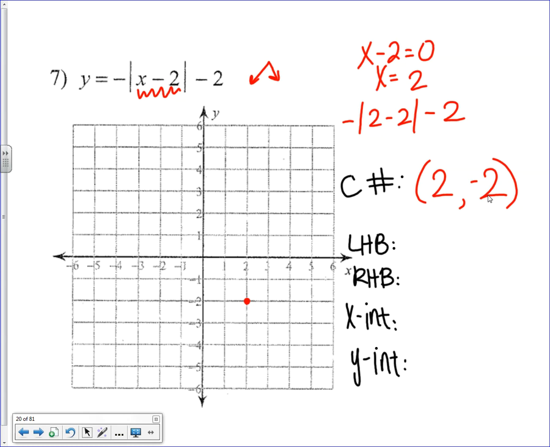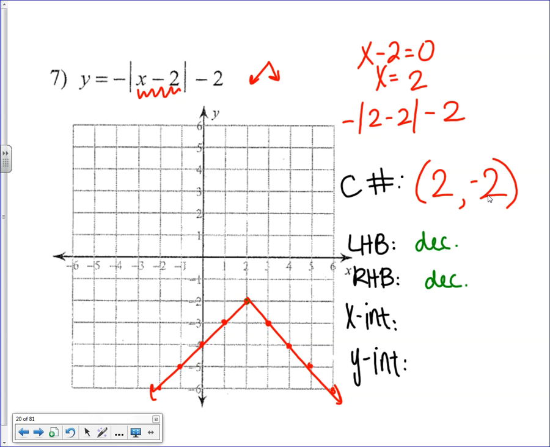All right, so here is my critical point. Now, you said my slope was still 1, right? But we're going to go down 1 over 1, and you're going to do that on both sides. Left and right hand behaviors are now decreasing because it's pointed down.